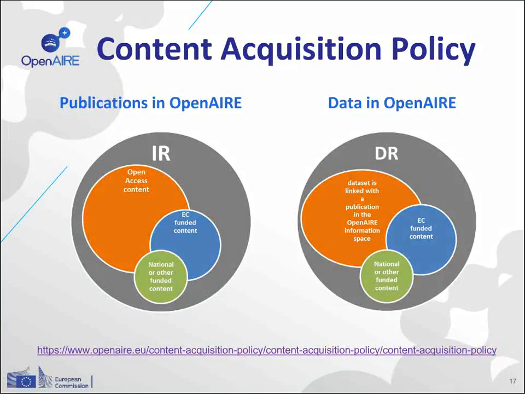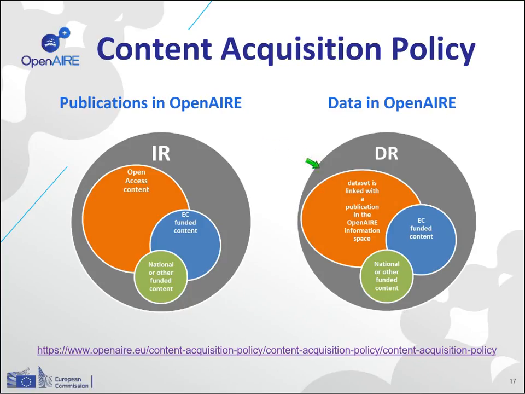And one aspect to consider is also what kind of information OpenAIRE actually wants to collect. Of course, these are bibliographic information about publications from institutional or thematic repositories, which are either open access or related to funded content from the European Commission or from any other national or other funder. On the other side, we also want to collect metadata about research data or software or other kinds of research output that is somehow related to a publication.